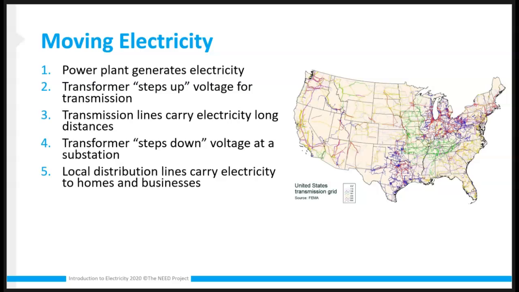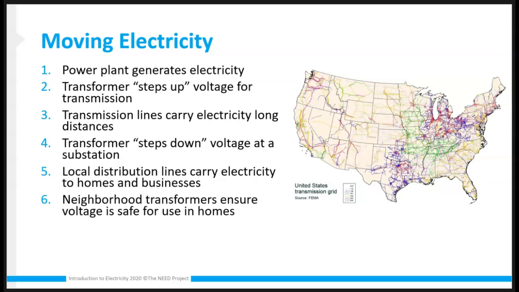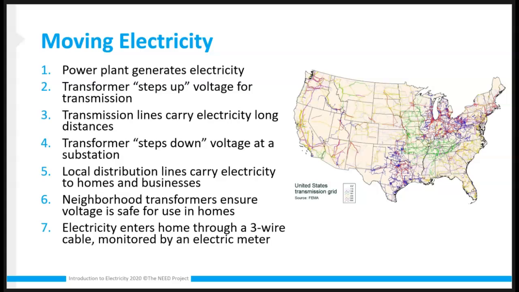Once it's in your neighborhood, the transformers that you might see outside your window on the power lines will then drop the voltage down again to make sure it's safe to use in your home. And then to make sure it's even safer, as it enters your home, it's entered through a 3-wire cable monitored by an electric meter. From generator along miles and miles and miles of transmission line all the way down to your house. If you look at that map on the screen, you can see the path.